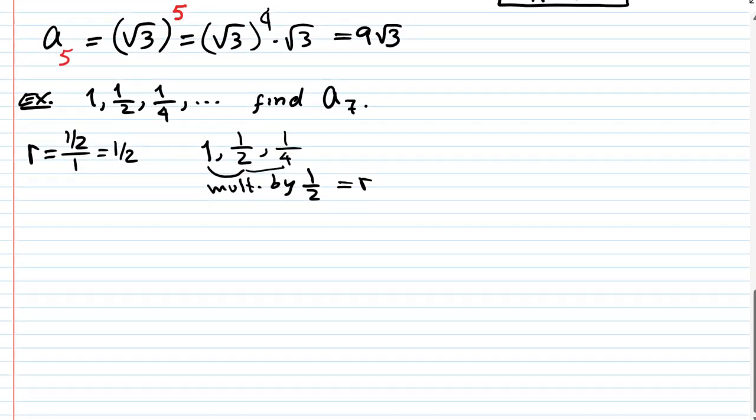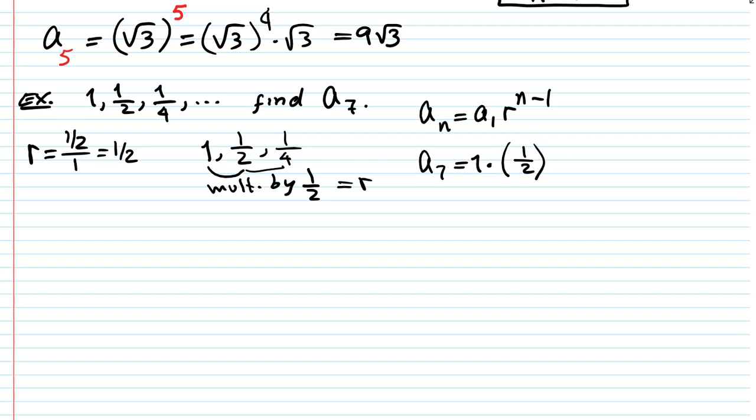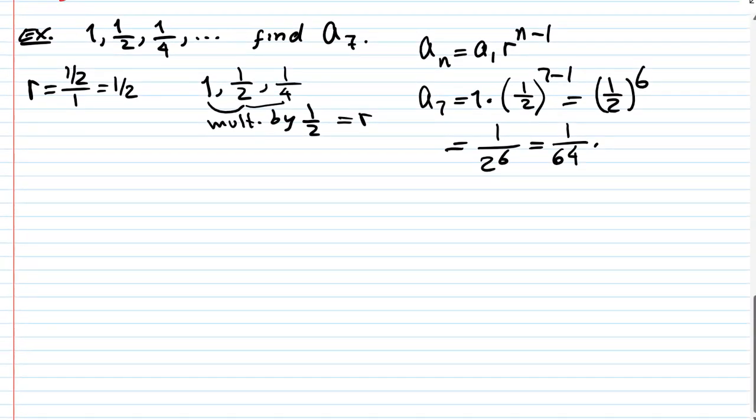However you do it, the nth term is 1st term times r to the n minus 1. Therefore, the 7th term of the sequence is going to be: 1st term is 1, common ratio is 1/2, and 7 minus 1 is 6. So that's 1/2 to the 6th power, which is 1 over 2 to the 6th power, and 2 to the 6th power is 64. And that's going to be the 7th term in my sequence. Pretty simple.